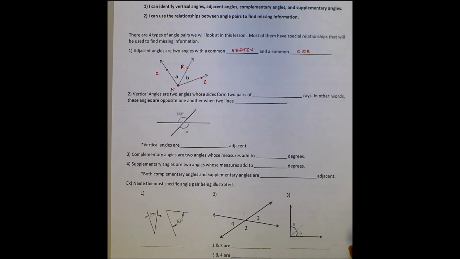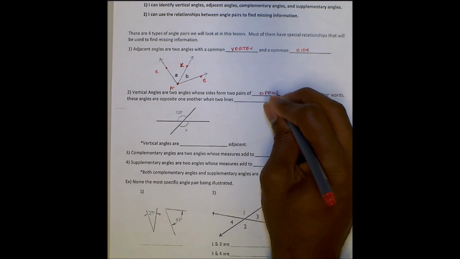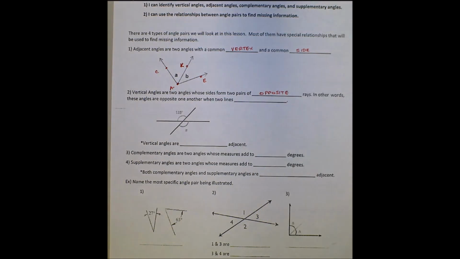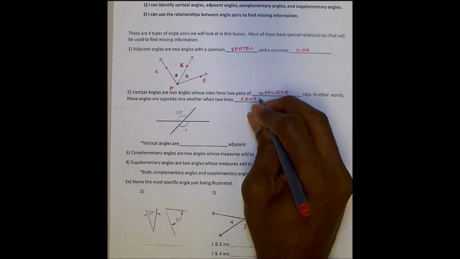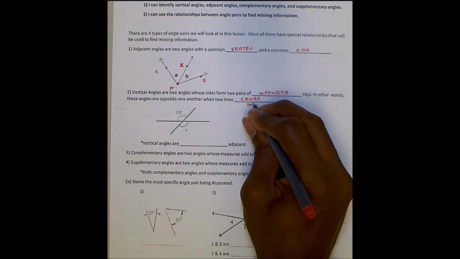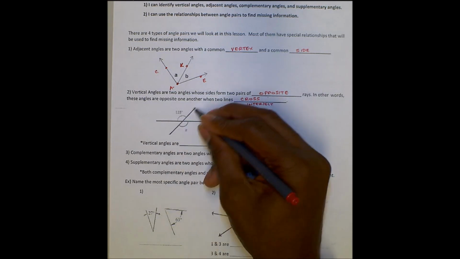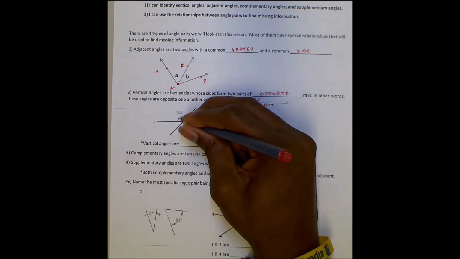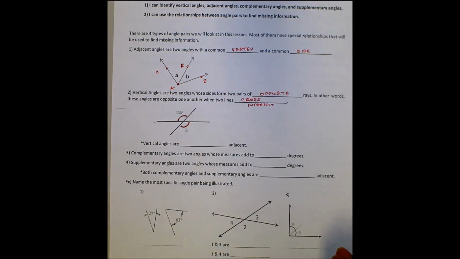Okay, vertical angles are 2 angles whose sides form 2 pairs of opposite rays. In other words, these angles are opposite one another when 2 lines cross or intersect. Okay, so here we see 2 lines cross or intersect. Those angles are vertical angles.